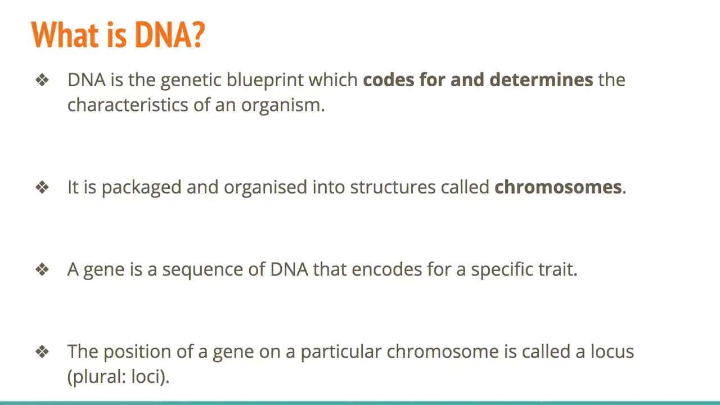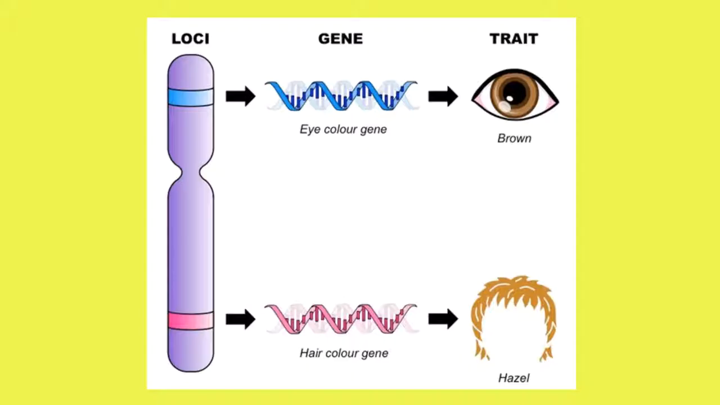So the first thing we have to start with is, what is DNA? DNA is essentially your blueprint, which codes for and determines your characteristics as well as the characteristics of every other organism. It is packaged and organized into structures called chromosomes. And after chromosomes is something called a gene, which is a sequence of DNA that encodes for a specific trait. And the position of a gene on a particular chromosome is called a locus, and the plural of that is loci. So these are some definitions that you need to know in case they come up.